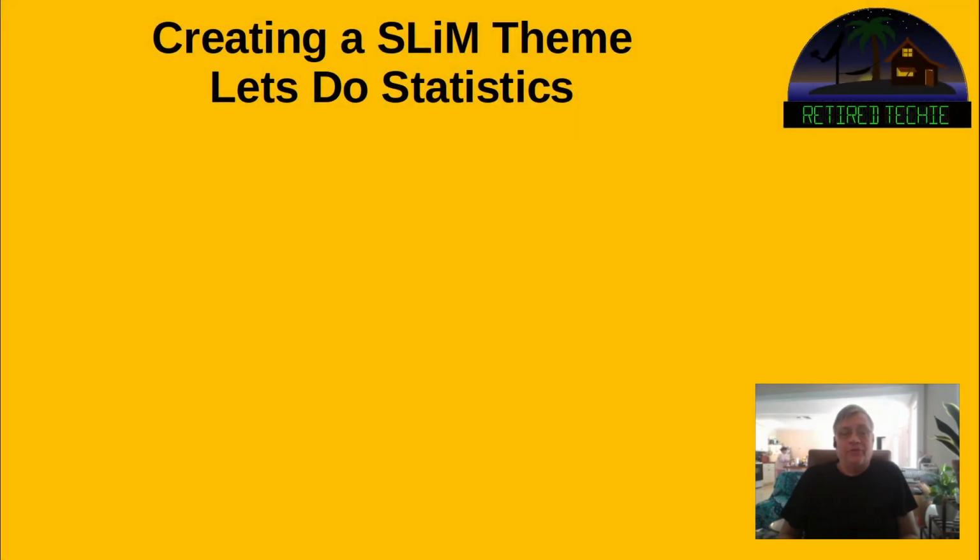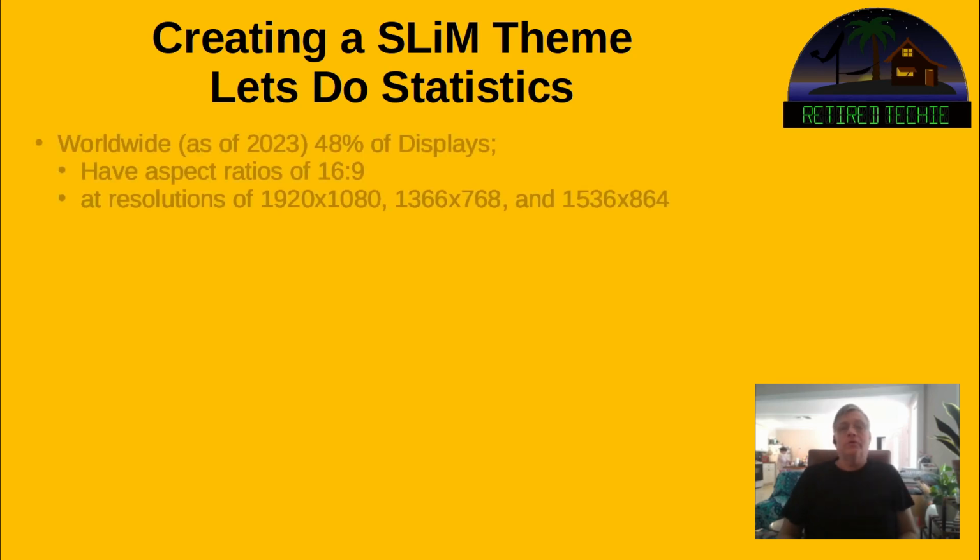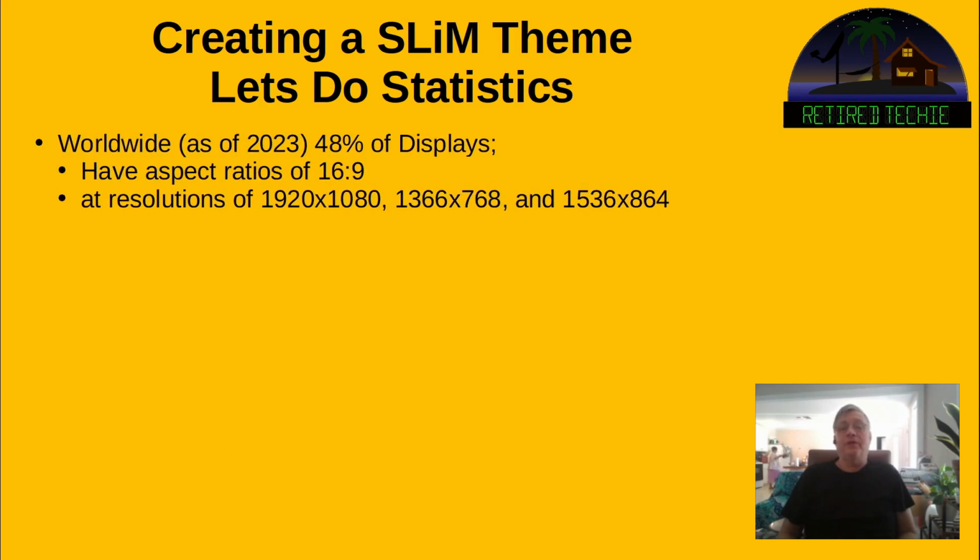Some statistical analysis for our setup of the theme and our display of the theme. Not a lot of math, so it shouldn't be too hard. So I looked it up online, and worldwide, as of 2023, 48% of displays have an aspect ratio of 16:9 and are at the following resolutions: 1920 by 1080, 1366 by 768, and 1536 by 864. Actually, the ratio of 16 to 9 is a lot higher because several of the other common resolutions were also 16 by 9. But these are the screen sizes we're looking at.